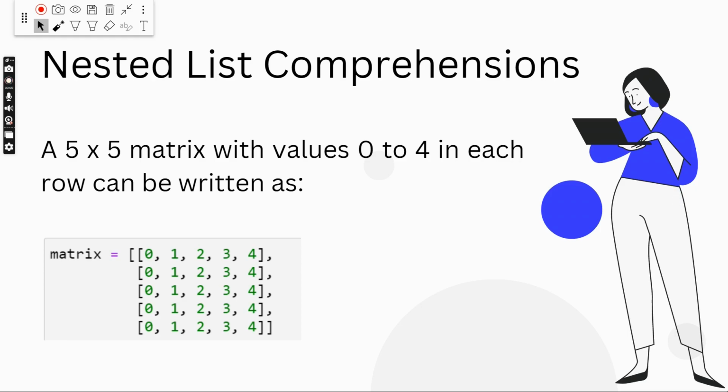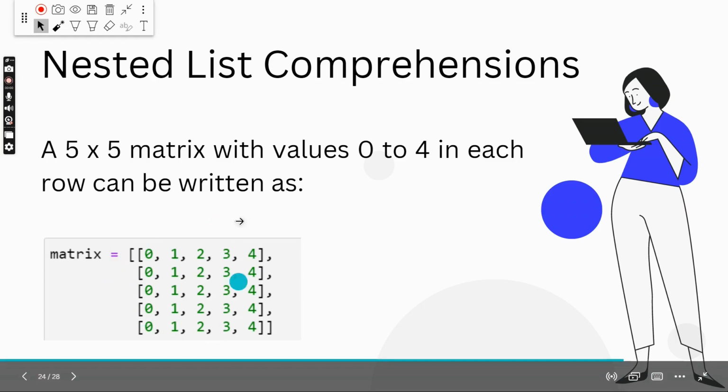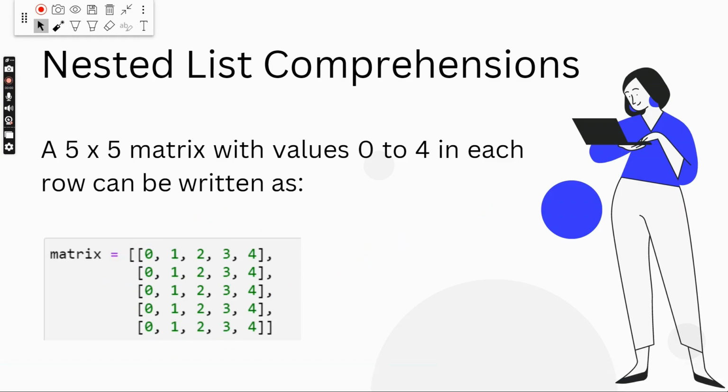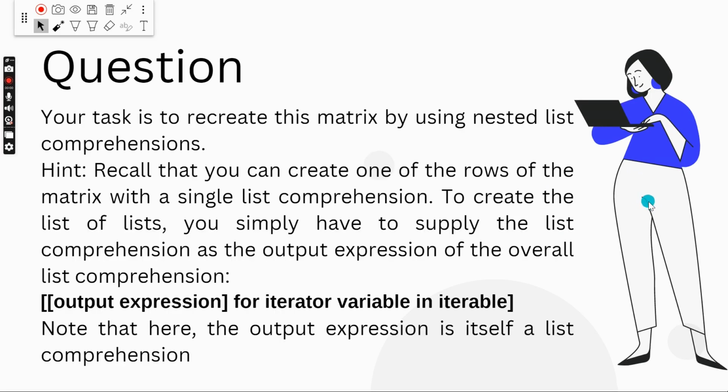We want to use nested list comprehensions to create this matrix. It is a 5 into 5 matrix with values 0 to 4 in each row. We can write it like this, right? You can see on the slide. So how can we recreate this matrix using nested list comprehensions? Let's see.